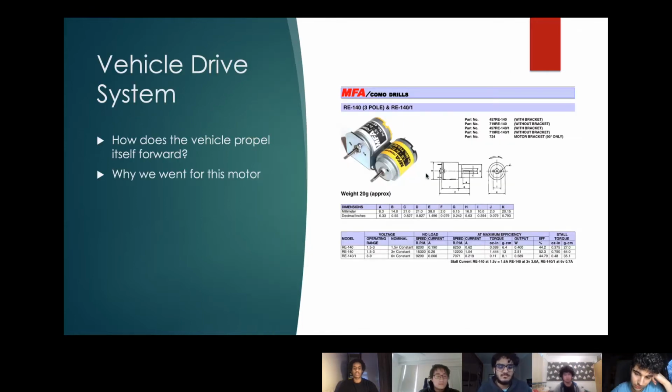To drive the vehicle, we chose our RE140 motor. Our criteria when picking the motor was to have a low cost and a good value for our RPM. However, we didn't want our RPM to be too high because we didn't want to mess up our gear ratio. The requirement for the voltage of the motor should have also been low to reduce the power supply. Now, our RE140 was chosen because it has a relatively low RPM of 8,200. It only requires 1.5 volts, which means only a single AA battery was needed for it.